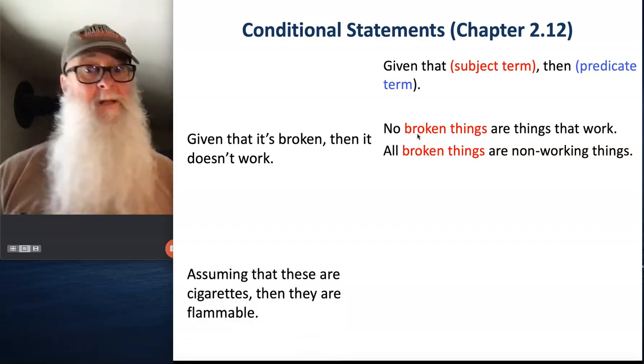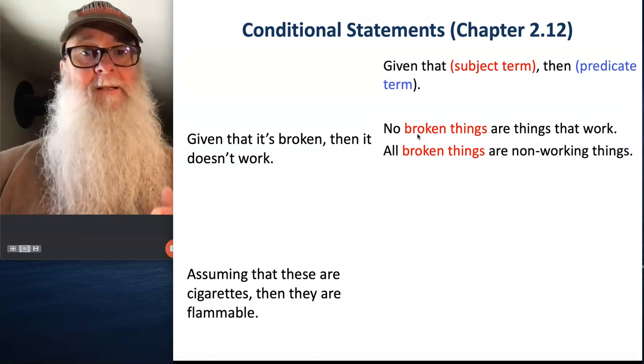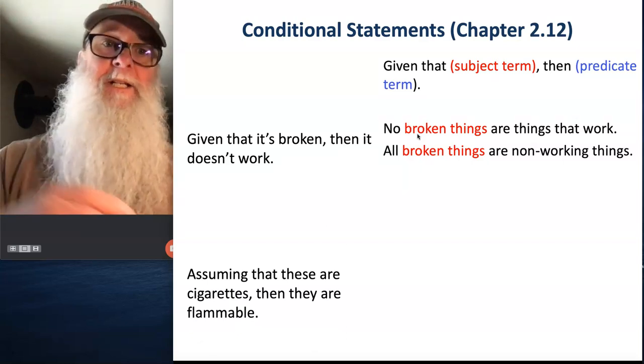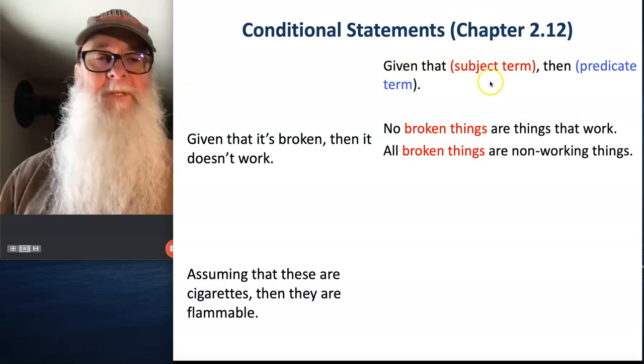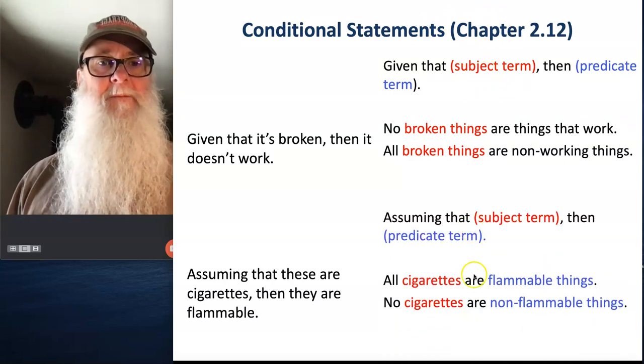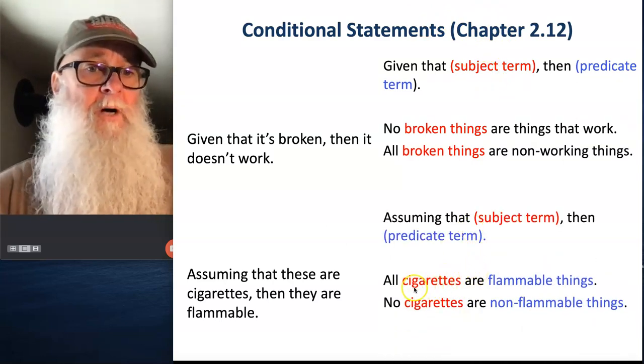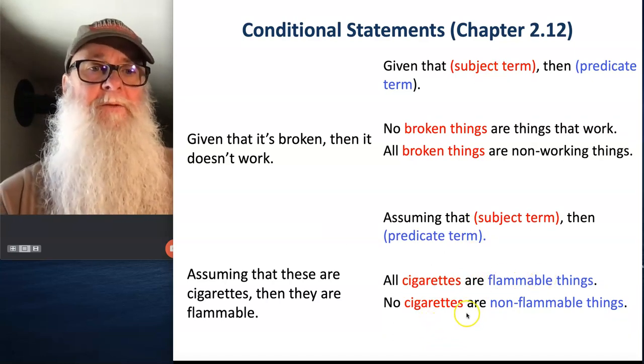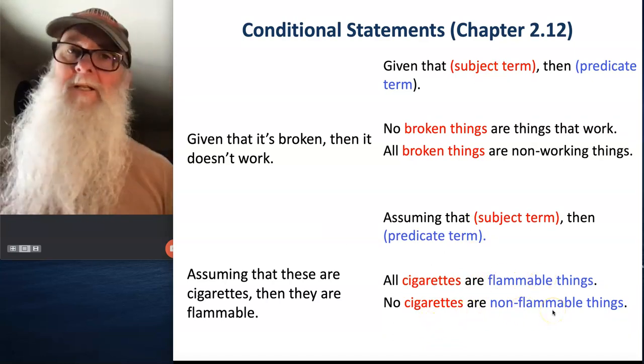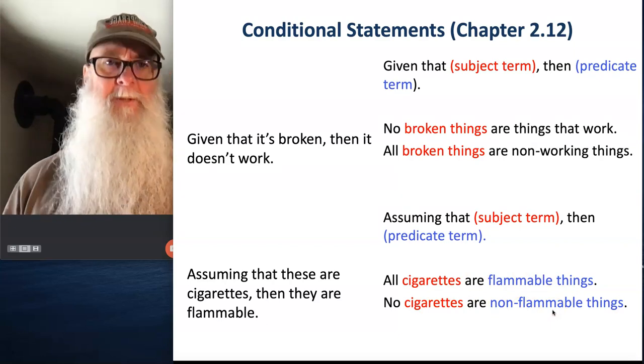Similarly, assuming that these are cigarettes, then they're flammable. Again, I can use my rule. Whatever comes after assuming that is going to be translated as my subject term. All cigarettes are flammable things. No cigarettes are non-flammable things. Again, either one works just fine because those are obverses of one another.